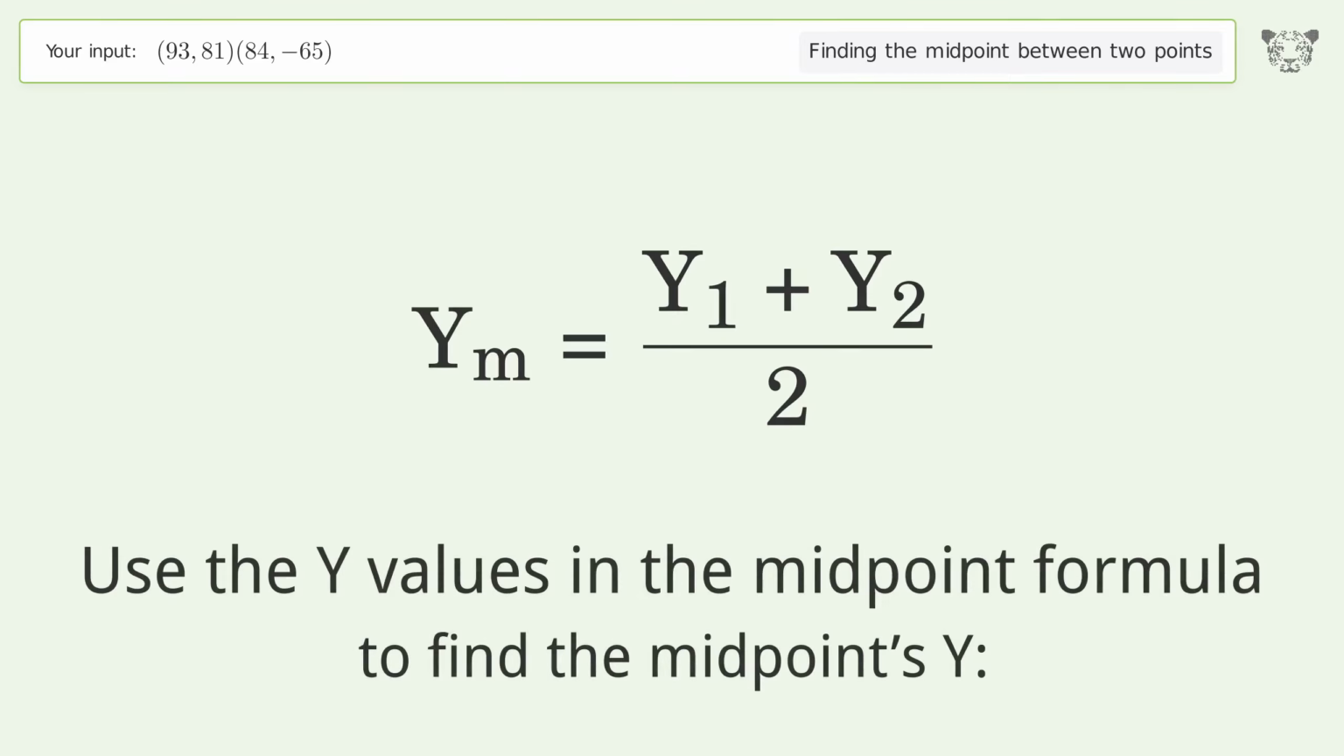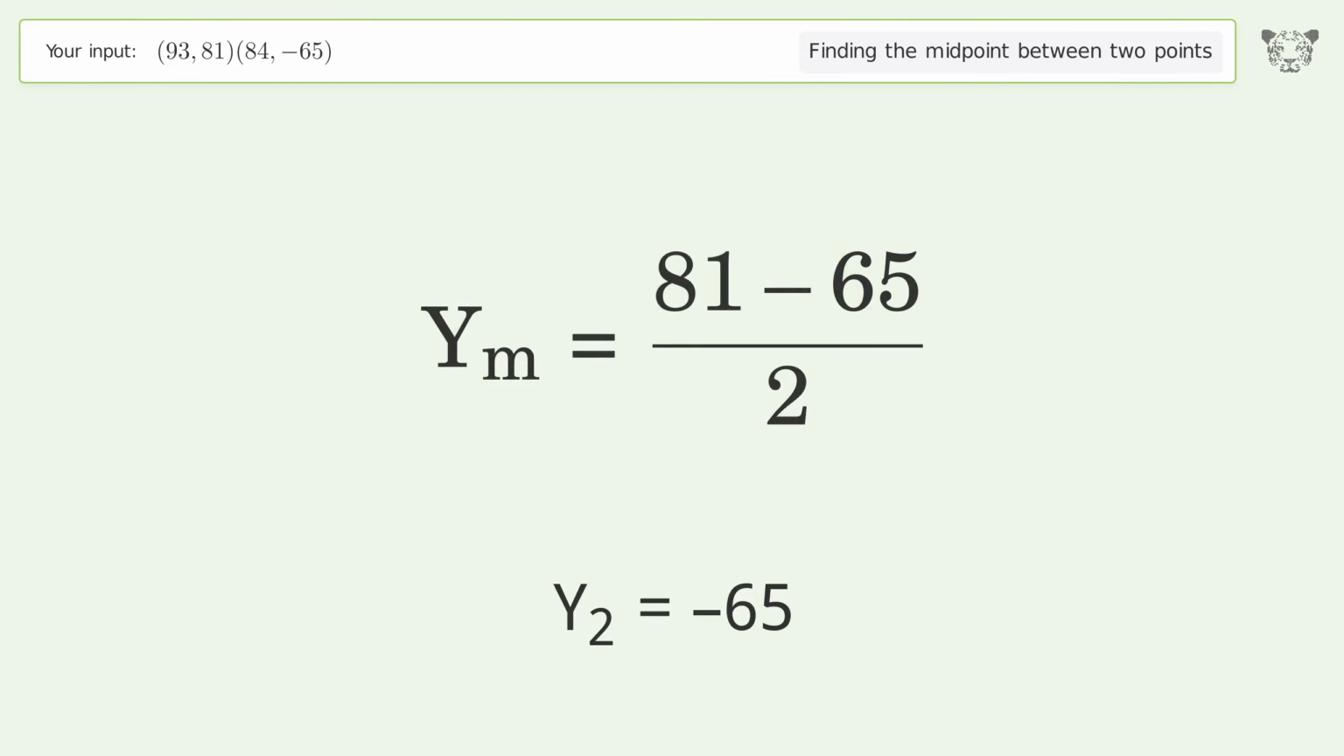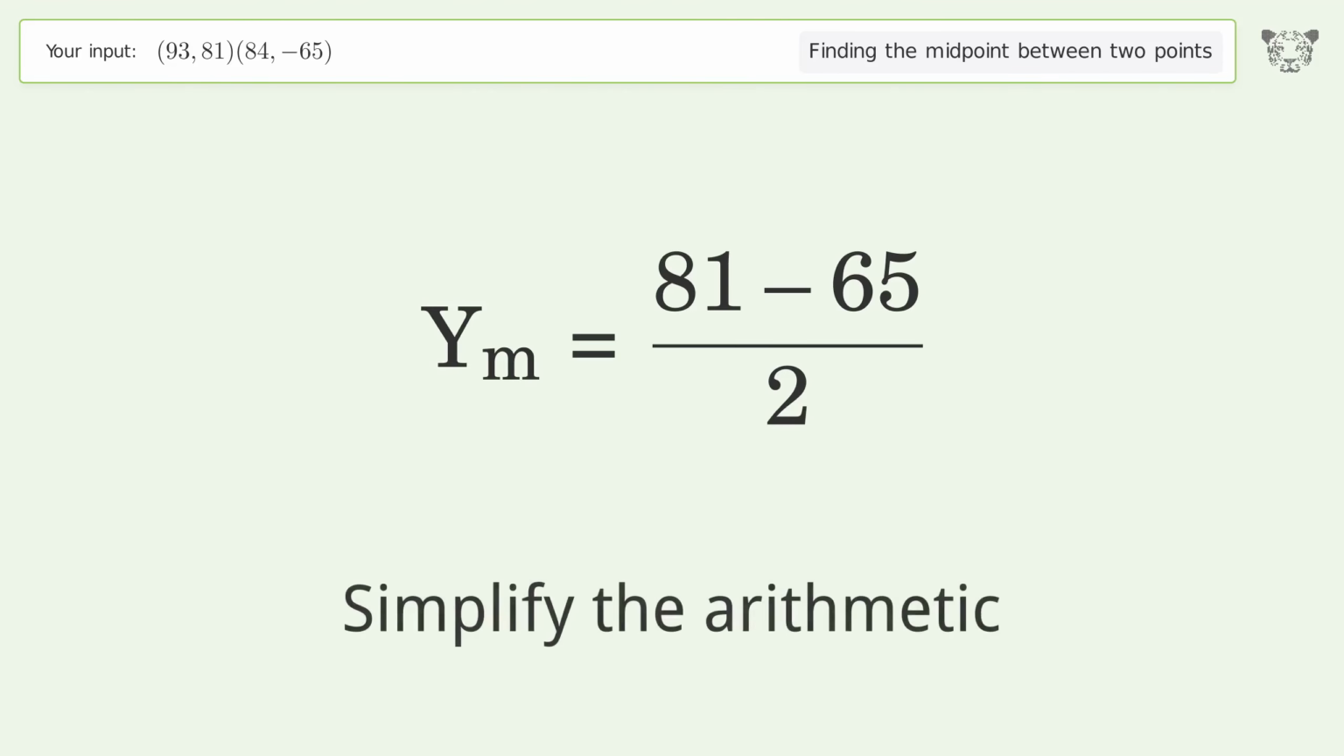Use the y values in the midpoint formula to find the midpoint's y. y1 equals 81. y2 equals -65. Simplify the arithmetic.